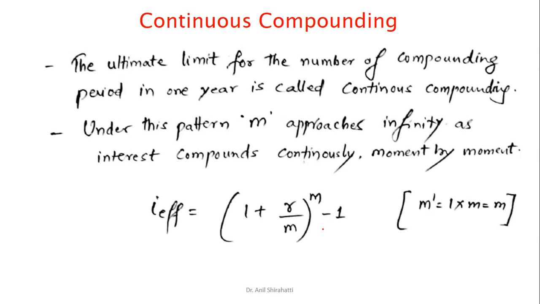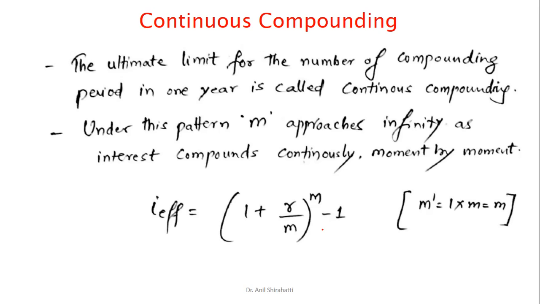Now there may be a situation where a person says, I want to do the compounding continuously, or every second I want to do the compounding. Then what will be the effective interest rate? Let's calculate that one. Now the ultimate limit for the number of compounding per period in 1 year is called continuous compounding. So in this case, every second I am compounding.